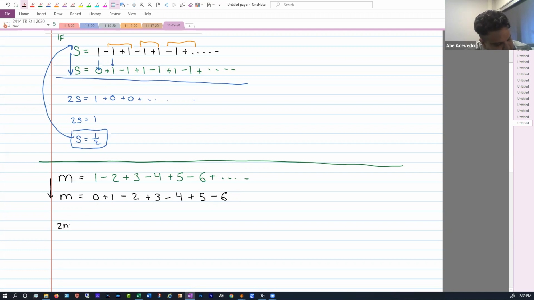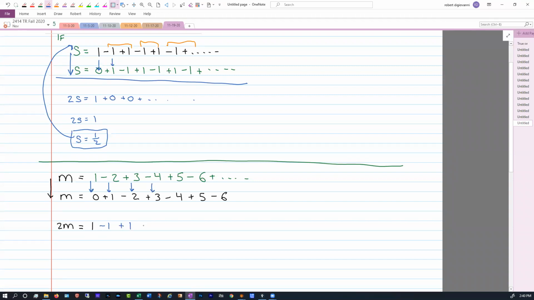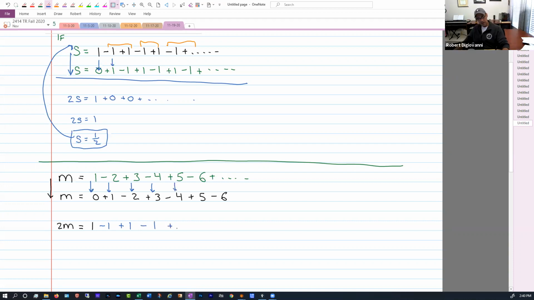2M equals what? 1. Not 1, okay, be careful here. 1, that's this, right? This is 1. What about plus these two? 1, minus 1. Minus 1, what do you get here? Plus 1. Here, -1. Okay, next one, plus 1. Y'all recognize that?